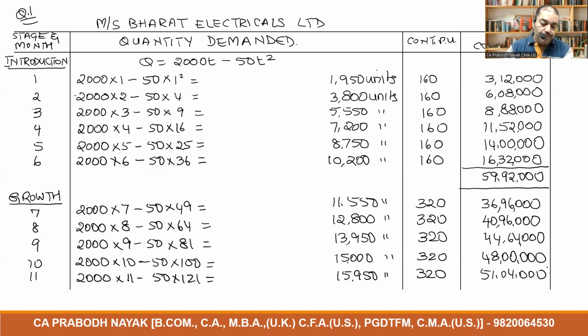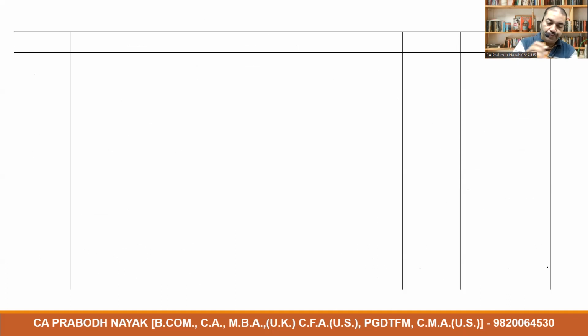I'll continue on the next slide. Month number 12. So 2000 into 12 minus 50 into 144. 16,800 units at 320 per unit. 53,76,000.